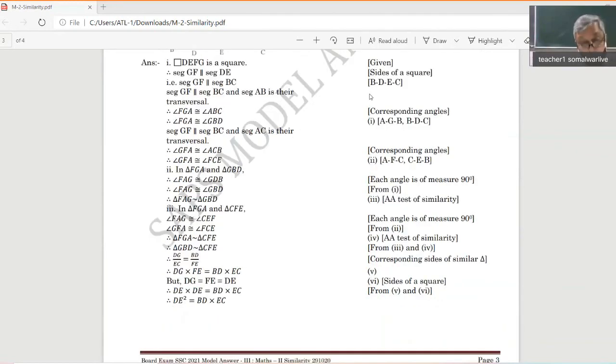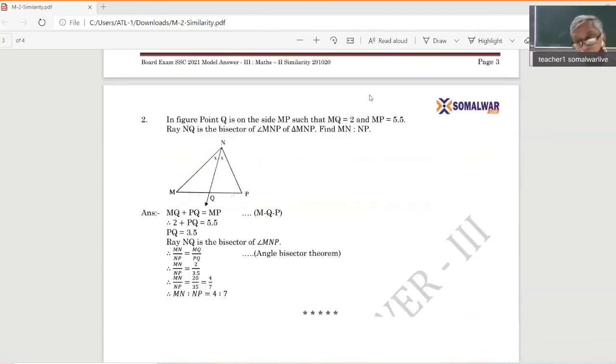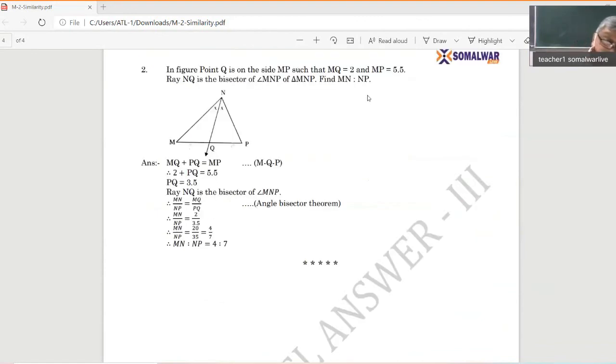Now, the last one is very simple, very easy, but they are asking for 4 or 3 marks for a sum like this, because you have to click which theorem we are going to use. In the figure, point Q is on MP, such that MQ is equal to 2, MP is equal to 5.5. NQ is the bisector of the angle MNP of triangle MNP. Find MN upon NP.